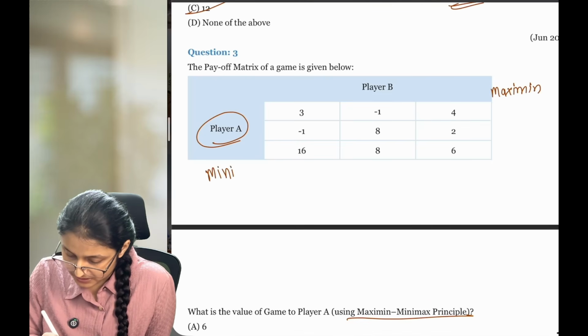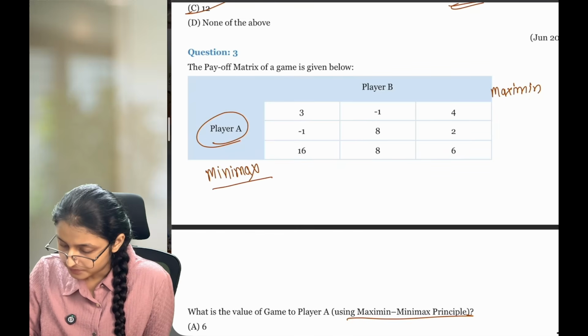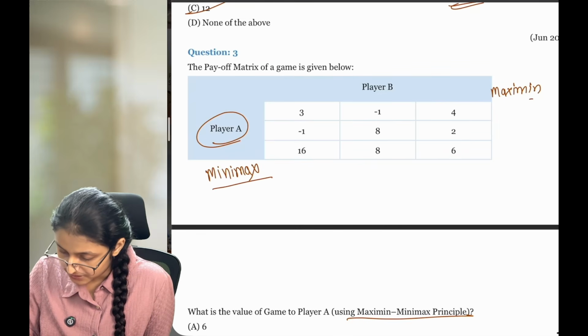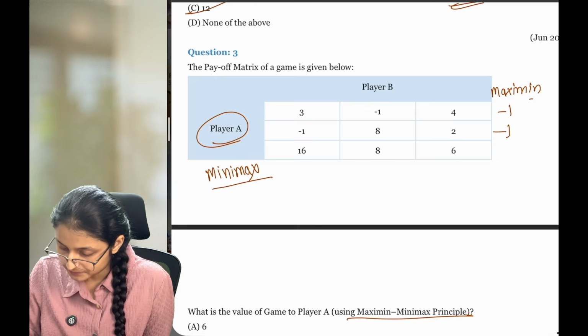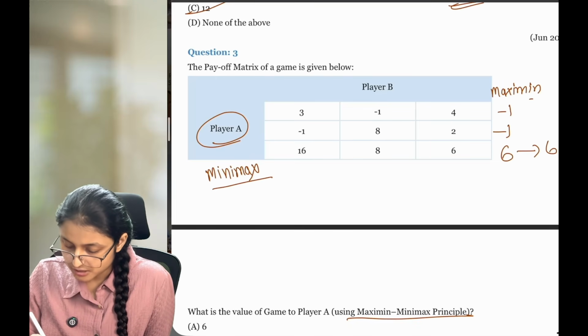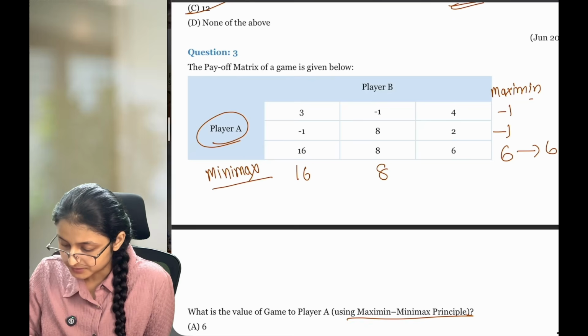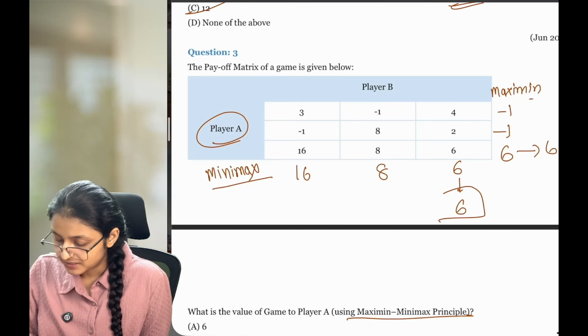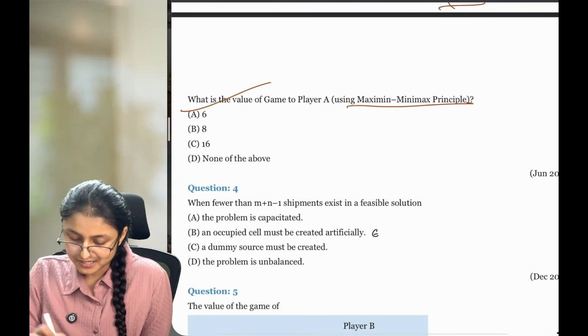Minimizing will calculate minimax. So maximum, first find out the minimum, which is -1, here also minimum, here also minimum. Then find out the maximum, which is 6. Again, here we are going to find out the maximum, and then the minimum. As the value is exactly same, that becomes our value of the game.